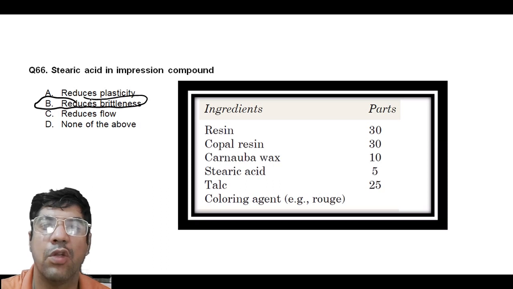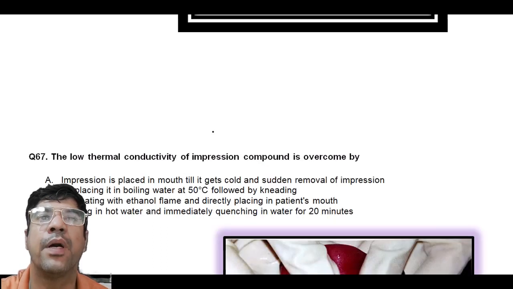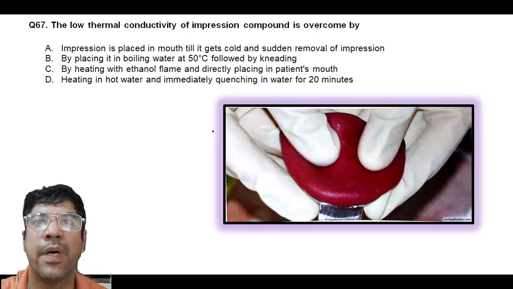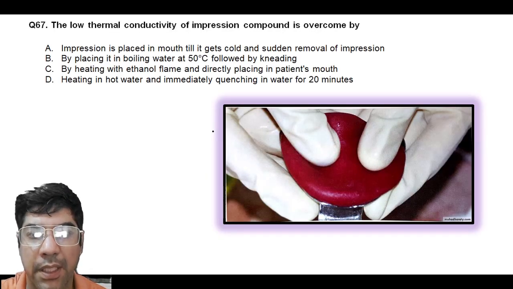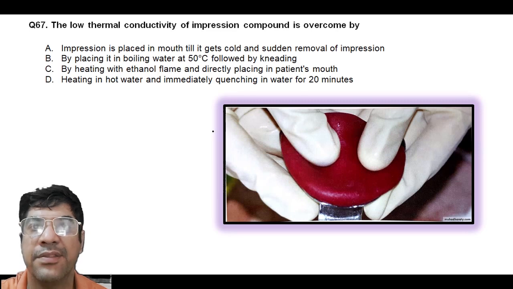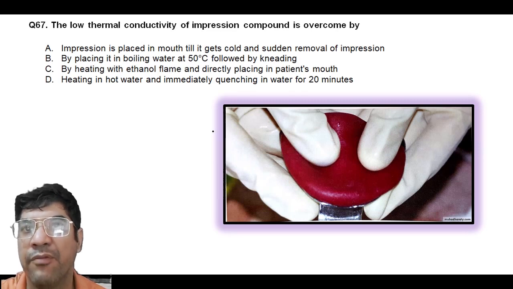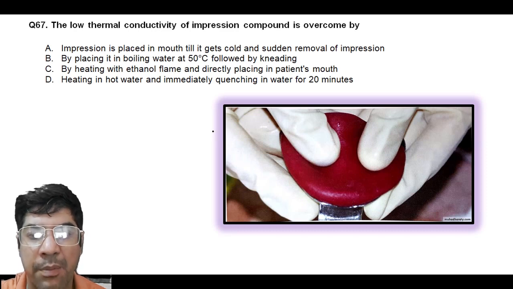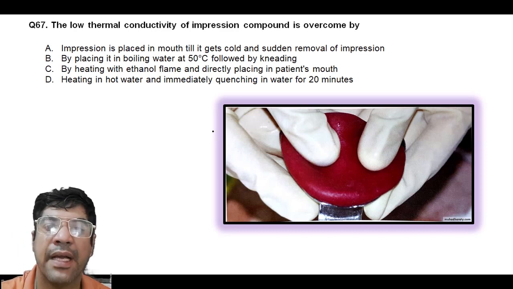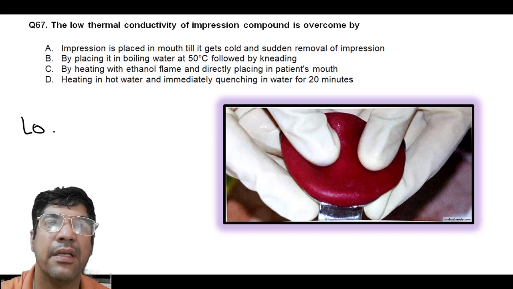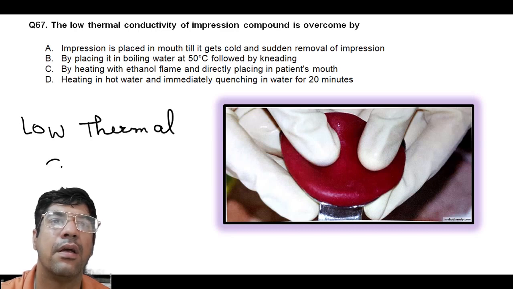The low thermal conductivity of impression compound is overcome by placing in boiling water at 50 degrees Celsius followed by kneading. So impression compound, we know it has a low thermal conductivity.